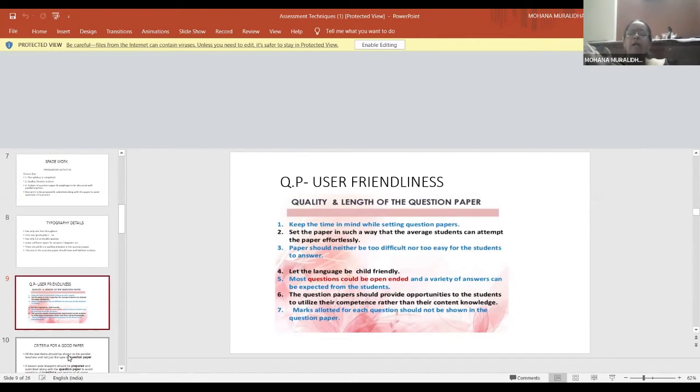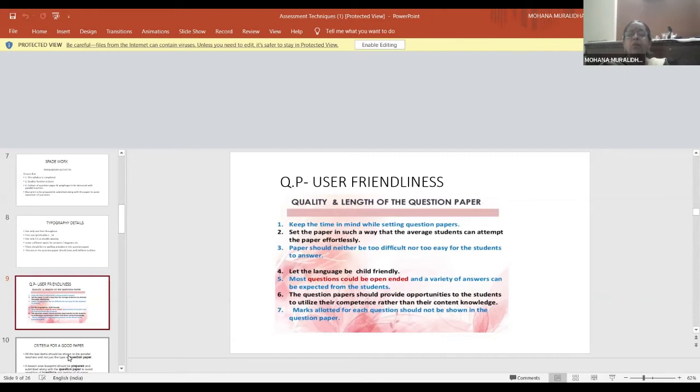Keep the time in mind while setting the paper. The child should be able to finish a 2 hour paper in 1 hour 40 minutes. And similarly, if the paper is going to be for 1 hour, the child should be able to finish it in 40 minutes, maximum 45 minutes. And the 15 minutes he has to utilize for checking. So keep the time in mind while setting the question paper.